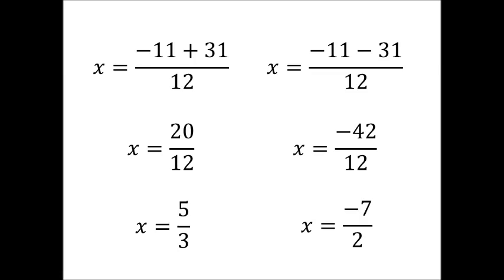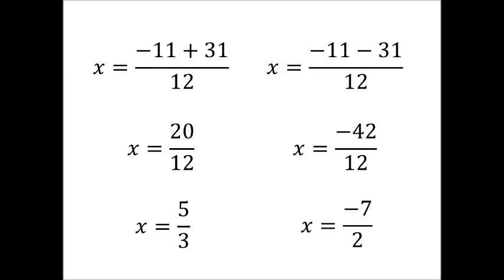So now we solve each of the answers one by one, and first we got x equals negative 11 plus 31 over 12. So we solve negative 11 plus 31, and that will lead us to 20. So x equals 20 over 12. But that can be simplified by 4, so x equals 5 over 3. So that's our first answer.